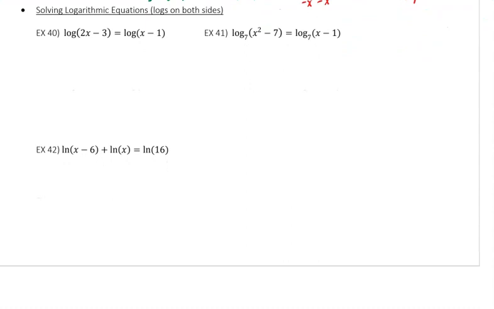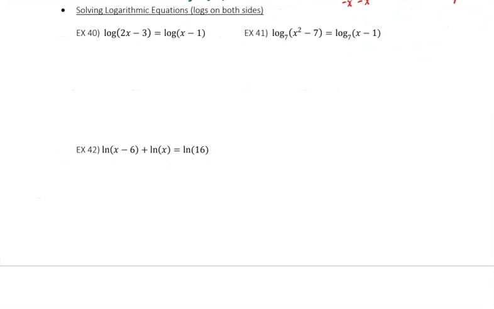All right, let's go ahead and talk about logs on both sides of the equation now. So logs on both sides is actually a little bit easier, because if you have a log on both sides of the equation, then all you need to actually do is set the insides equal to each other. Now keep in mind, this is assuming that they have the same base. So like both of these are log base 10, so we can do this. But as long as they're the same base, we're going to set the insides equal to each other. So 2x minus 3 equals x minus 1, and we get to solve that instead.